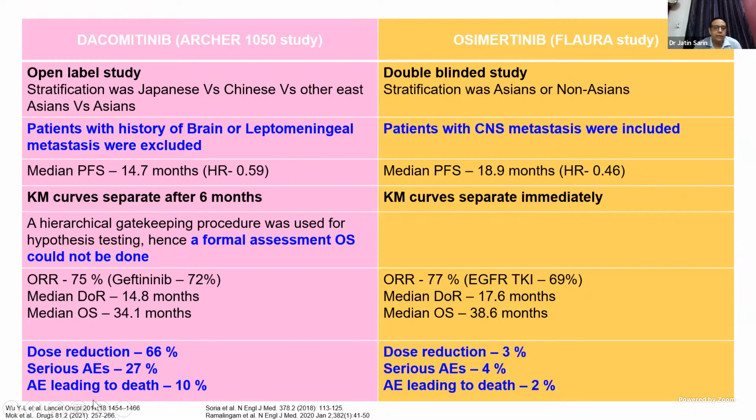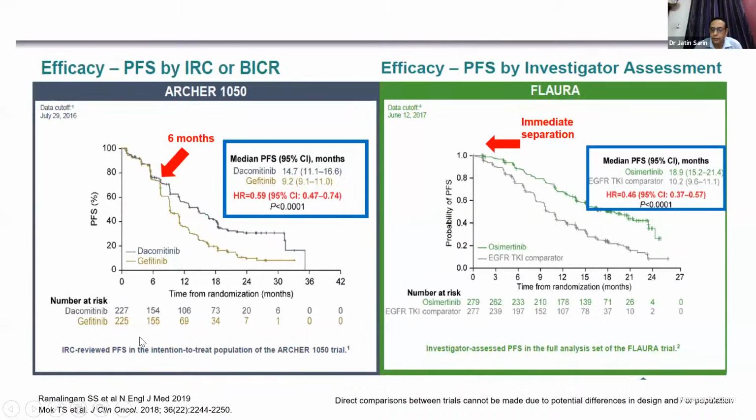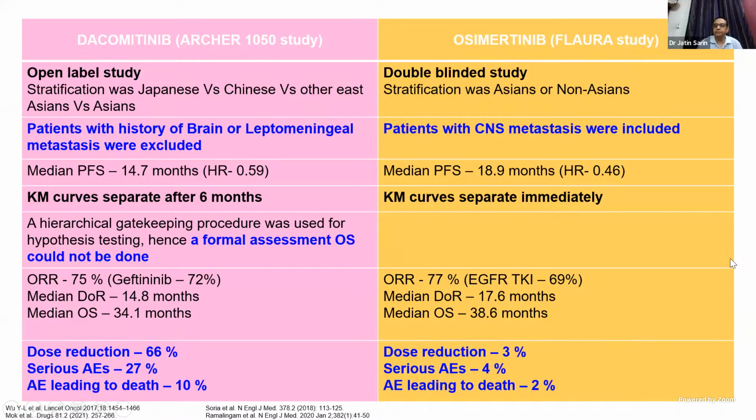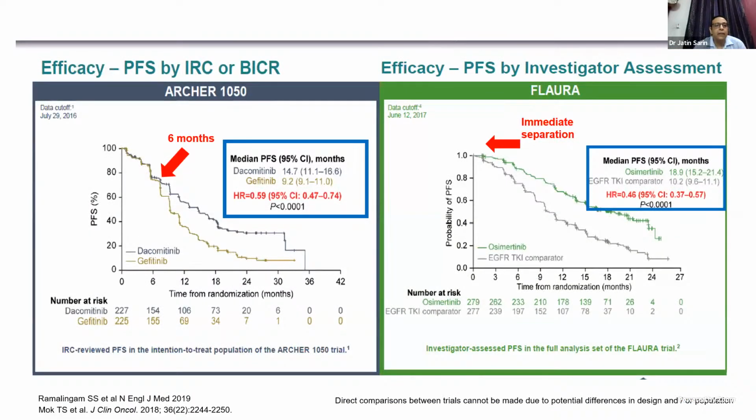The other important thing was the dose reduction in this particular study. Dose reductions were done in 66% of patients, and serious adverse events were seen in 27% of patients, and adverse events leading to death were also there. But as compared to dacomitinib, there was hardly much dose reduction and serious adverse events in osimertinib. So it was a much better tolerated TKI, a third generation TKI.